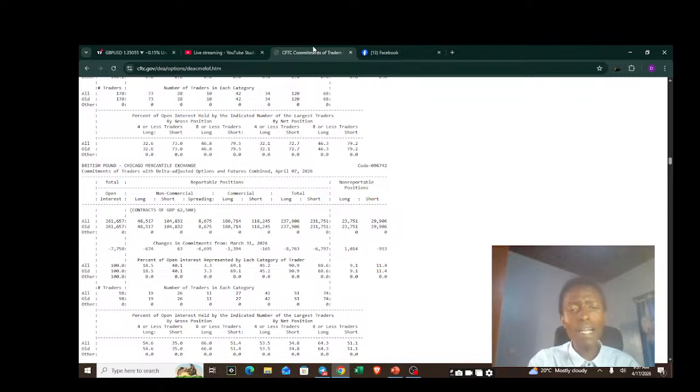So we have 104 short contracts as opposed to 48,000 long contracts. That's a very big difference, almost 2.5. So this means that all our positions should be leaning towards shorts.